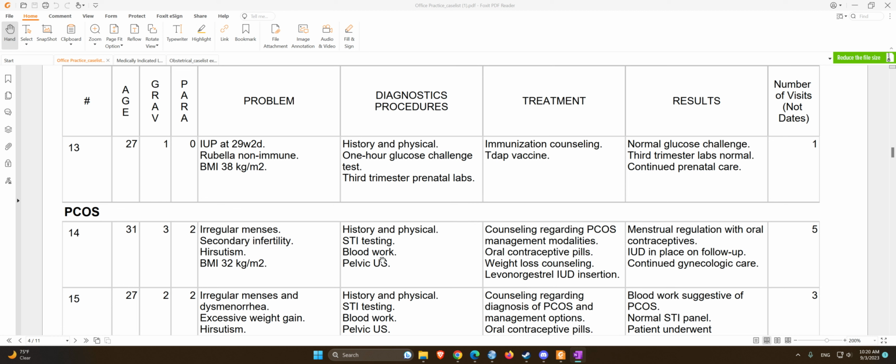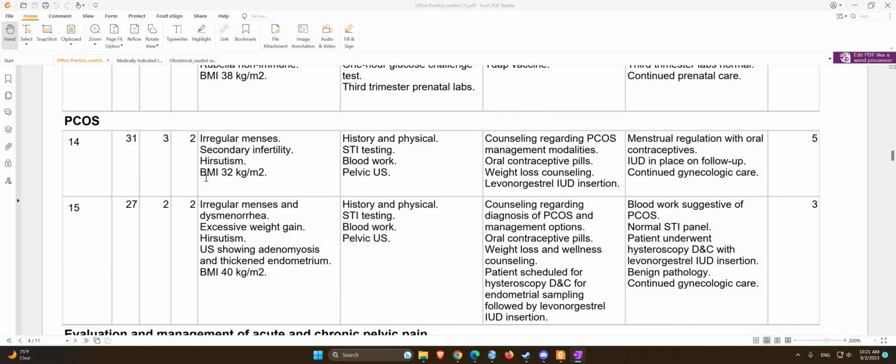And so for this patient, what blood work would you do? Or what kind of evaluation would you do for her hirsutism? So for her, the clinical picture is also significant for irregular menses as well as secondary infertility. My evaluation would be to rule out some endocrinopathies such as PCOS.